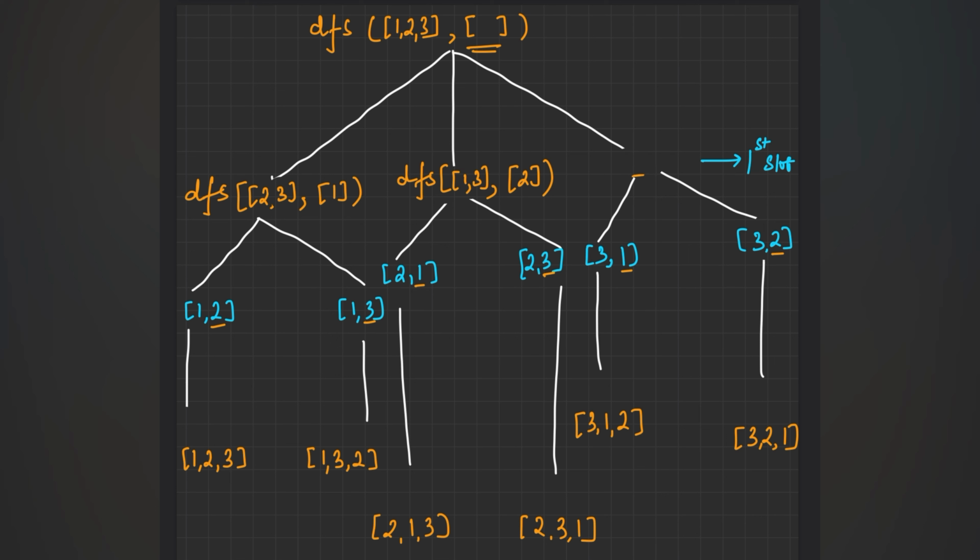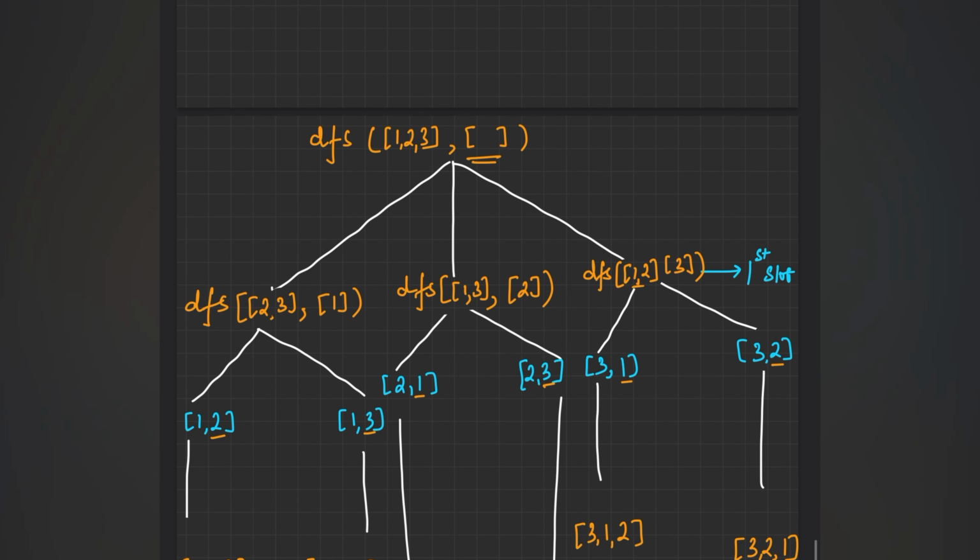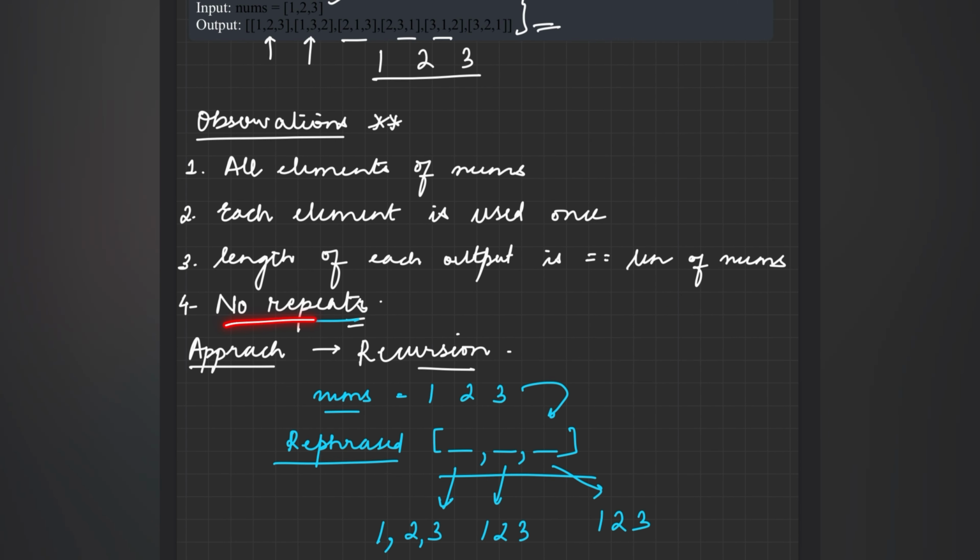Similarly, here also 3 is something we have used, and 1 and 2 are further candidates which we can use to fill up subsequent slots. So the thing to note here is we are using one element at each node and making sure that that element is not passed in the subsequent calls. Now that is very important because we have to make sure that we do not repeat the element.